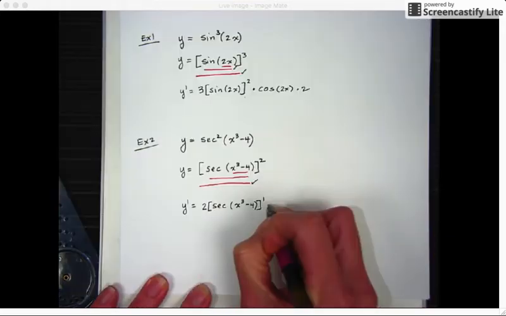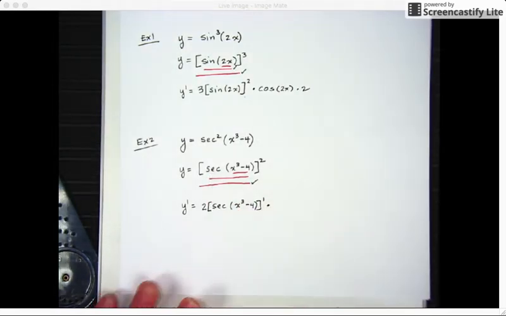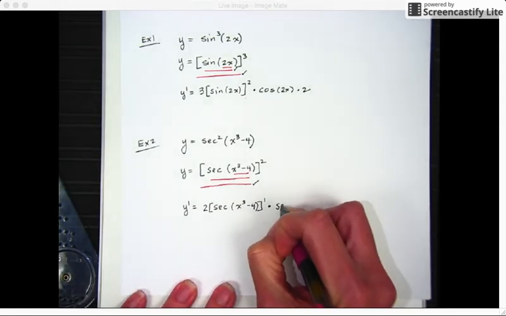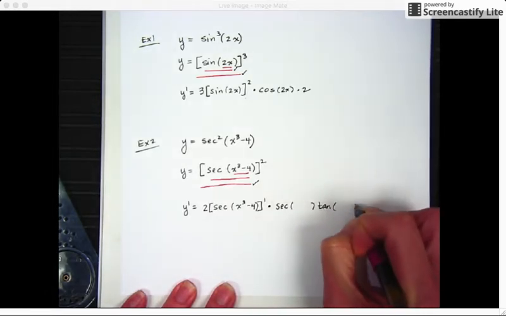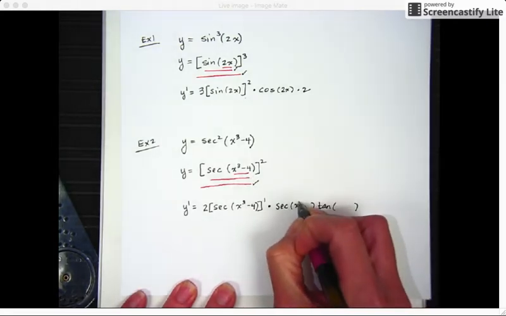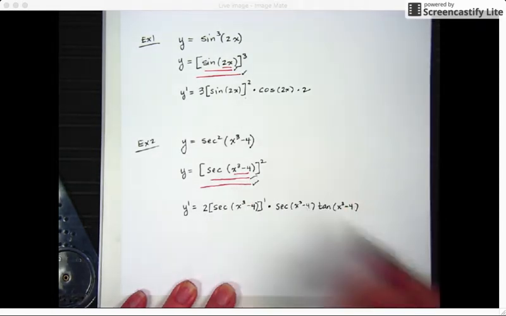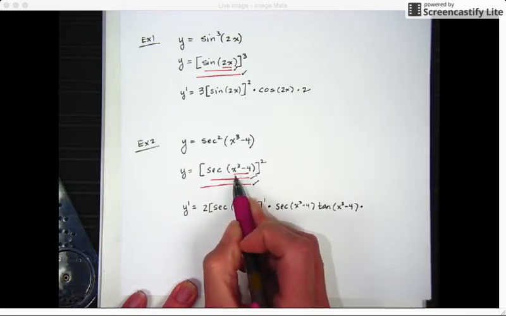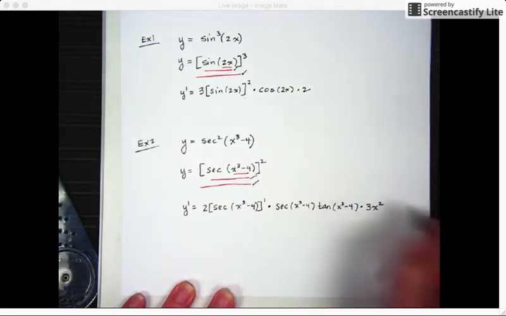Check it off. Now I'm going to multiply times the derivative of the next inner function, which would be the secant, and the derivative of secant is secant tangent. So I write secant, parenthesis, tangent, parenthesis. Now I leave the inside function the same. So I keep the x cubed minus 4. So that one's done. And then I'm going to multiply times the derivative of the innermost function. So the derivative of x cubed minus 4 is 3x squared.